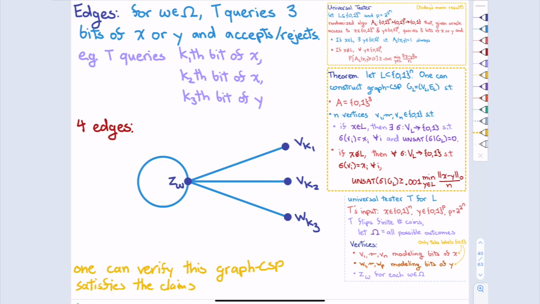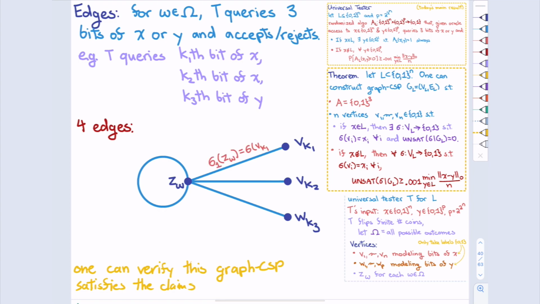What's one way to think of it? I get a bit here, a bit here, and a bit here, and I send them to a central processing unit, which does some logic and outputs something, at some high level. So we'll try to encode that into constraints.